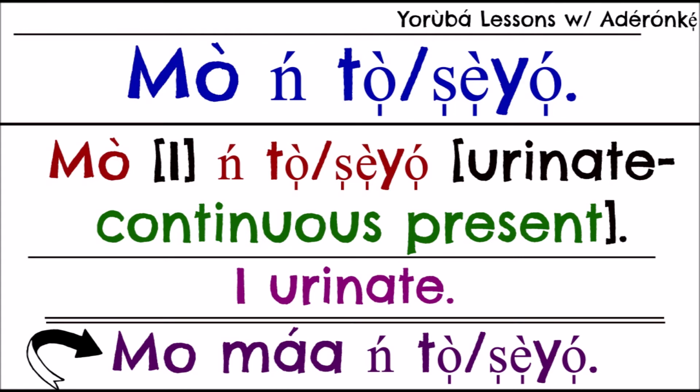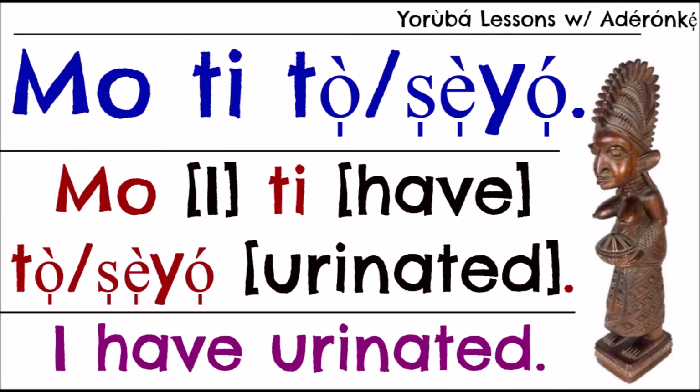Ma is just a way of saying it's something that I do. Man, it's the same thing. It's just including ma, it's something that I'm able to do. Momanto, momansheyo. You could simply say monto, monsheyo. That works as well. Then lastly, for the I category, we have motito or motisheyo, and that is I have urinated. Mo is I, ti is have or had, to or sheyo is urinate, but in this case I can't say I have urinated, right?